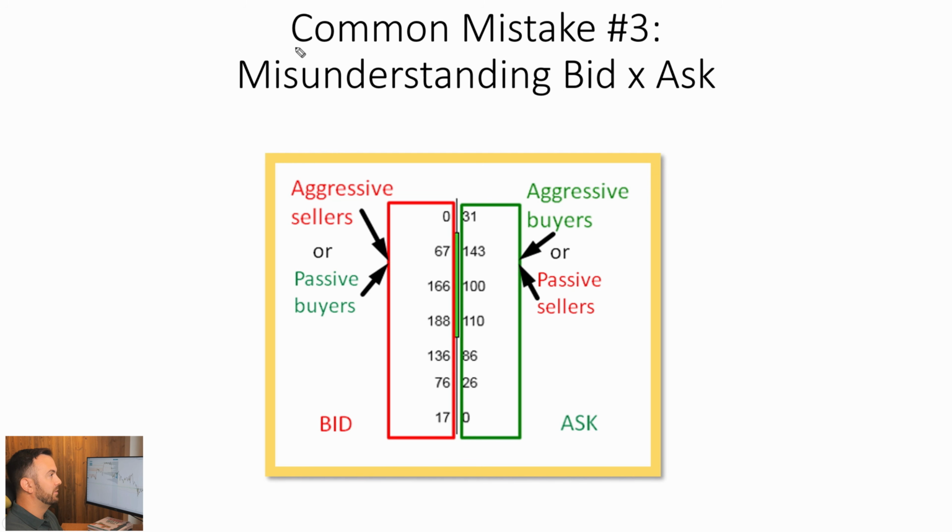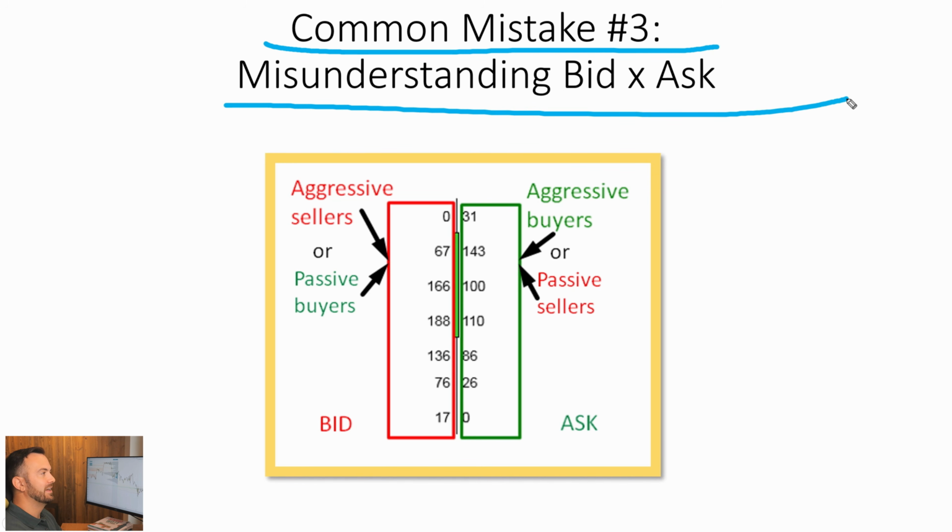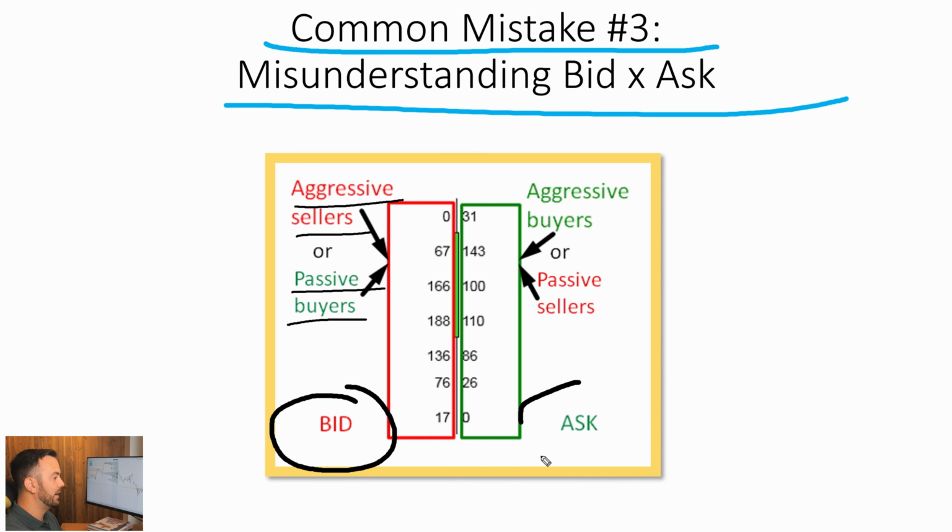Now, common mistake number 3 is misunderstanding the bid and ask. We talked about that a couple of times today. I just wanted to make sure to mention it again because this is really, really important. So just to repeat it once again, on bid, we can have aggressive sellers with market sell orders as well as passive buyers with limit buy orders. On ask, there could be either aggressive buyers with market buy orders or passive sellers with limit sell orders, right?